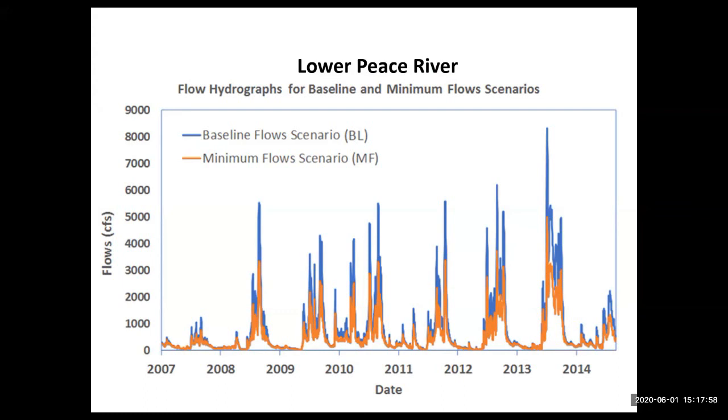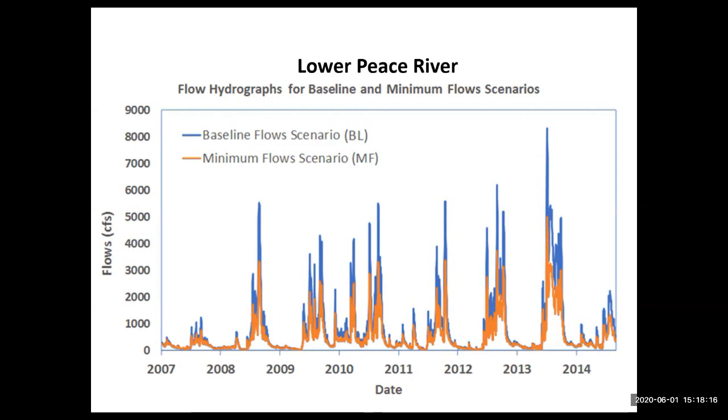So what the Water Management District is doing is withdrawing more water when they have higher inflows. So during the summer, the amount of water that's being taken out can be as high as 40%.